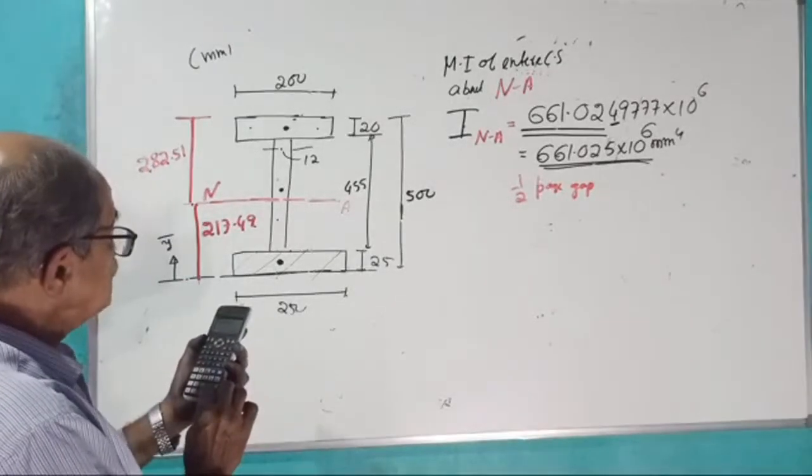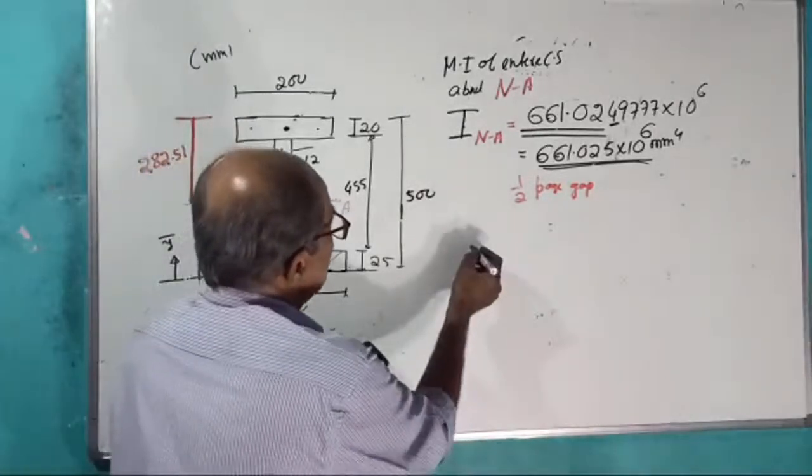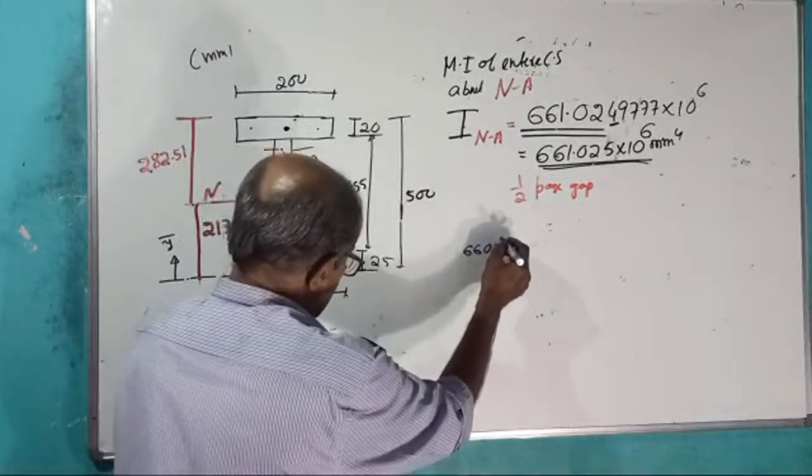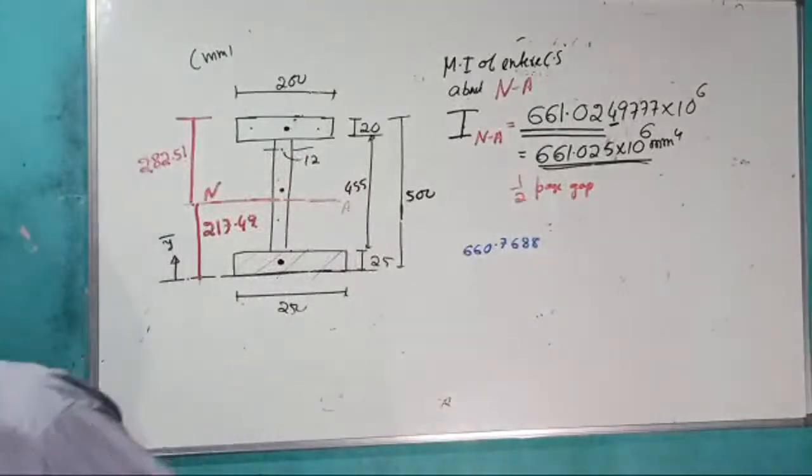I got 660.7688. What is happening? Now I am getting 660. What is the problem? Calculator problem. What is the number you told?